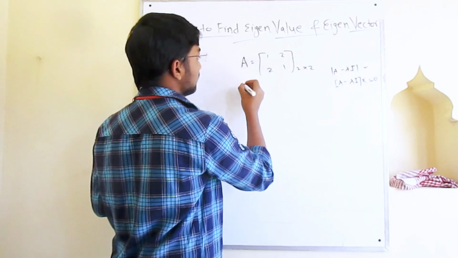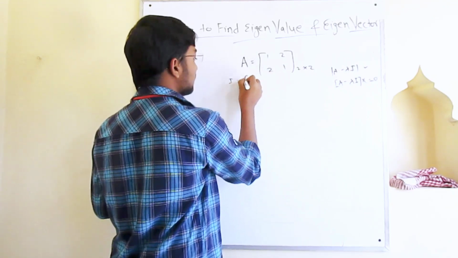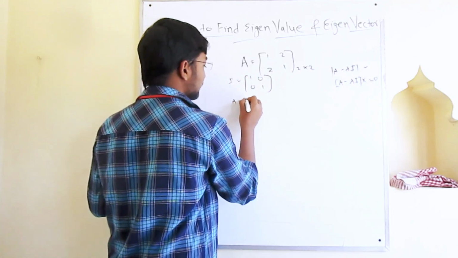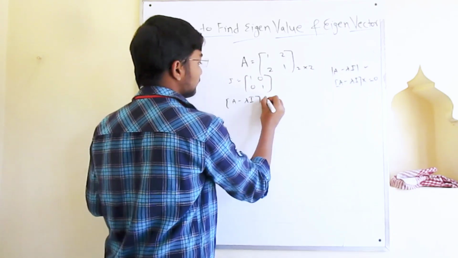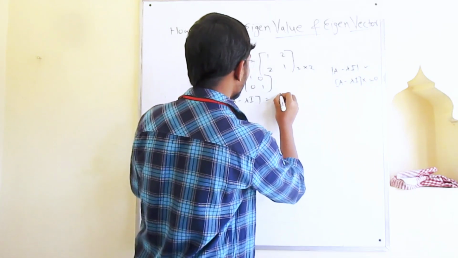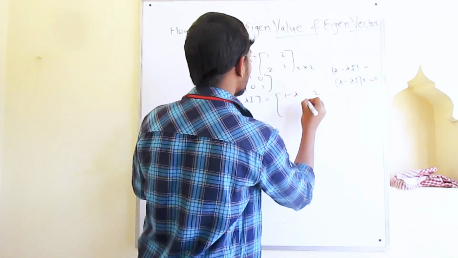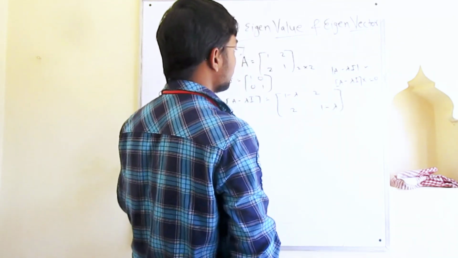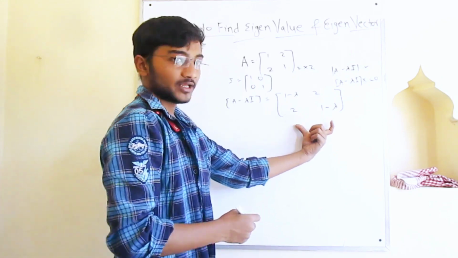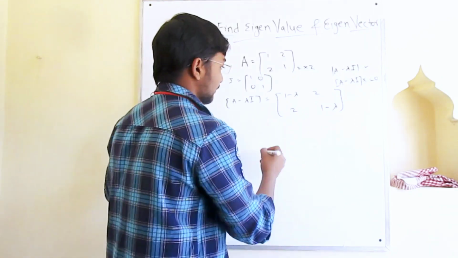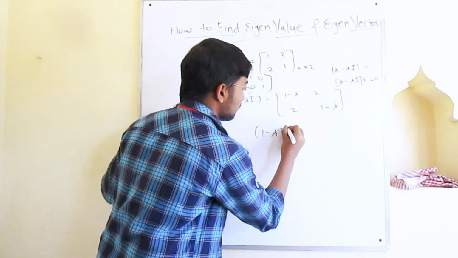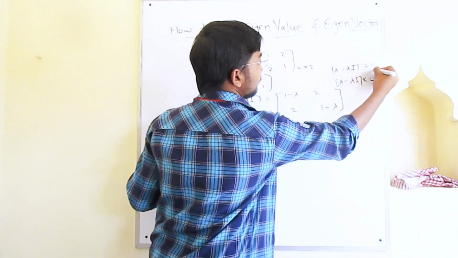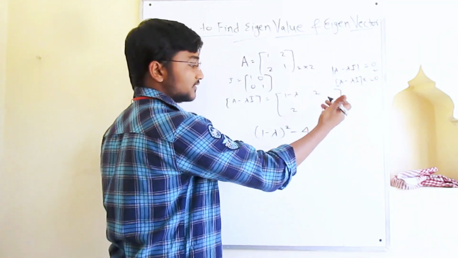Now I is just an identity matrix, and when we write A minus lambda into I, it will be 1 minus lambda, 2, 2, and 1 minus lambda. To find the determinant of A minus lambda I, we have to find the determinant of this quantity, which gives (1 minus lambda) squared minus 4. From here we can get the values of the eigenvalues.